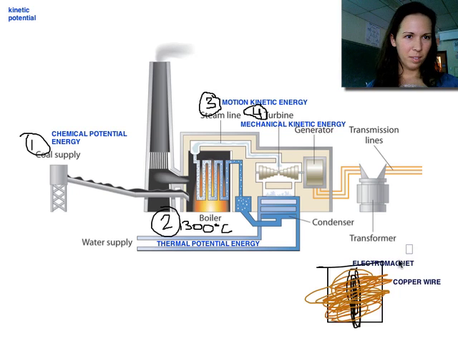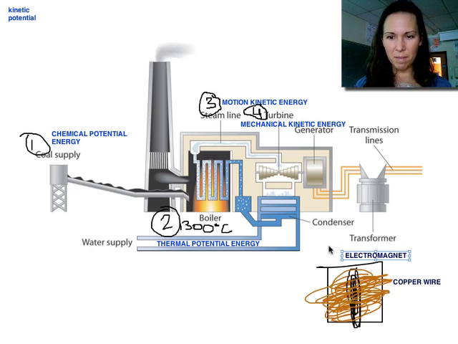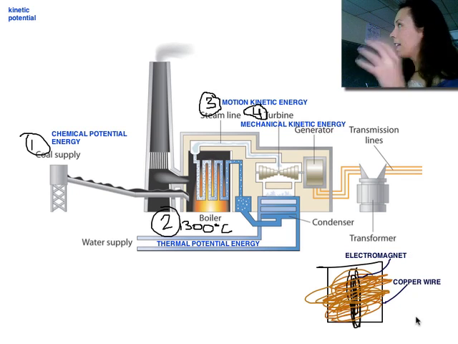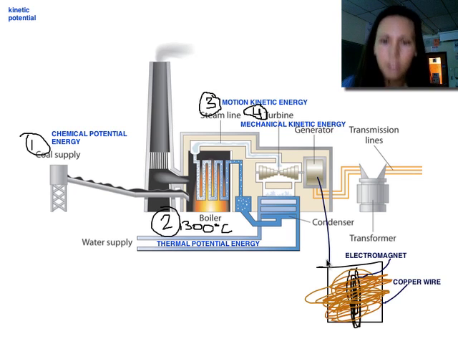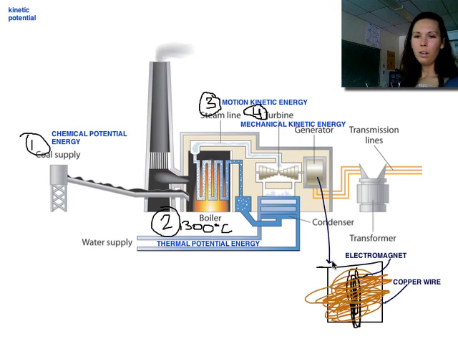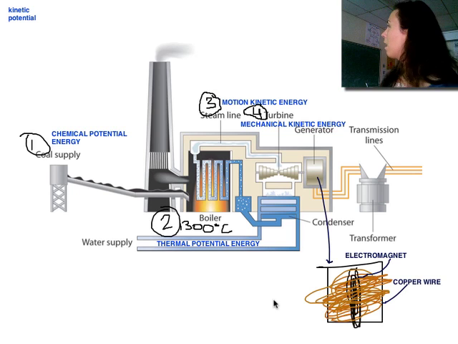I don't know if it's super obvious that that's a magnet, but I do what I can with a mouse pad. I'm drawing with a mouse pad, it's really awesome. Electromagnet, copper wire. So that's the inside of the generator. I'll draw a little arrow here. Nice arrow. You know what? I think that's actually pretty good.